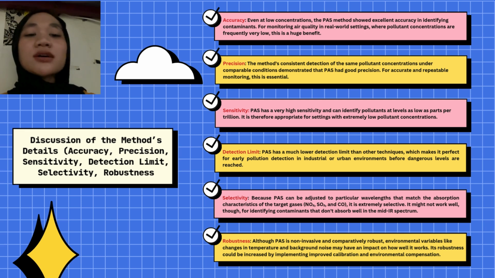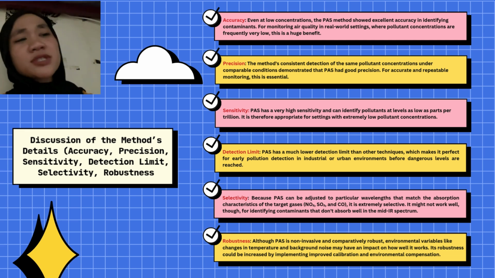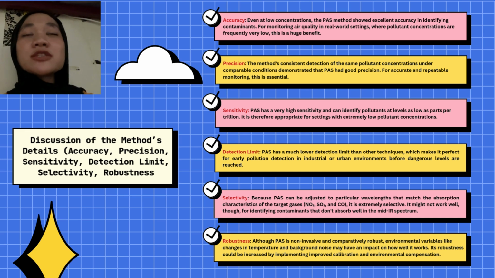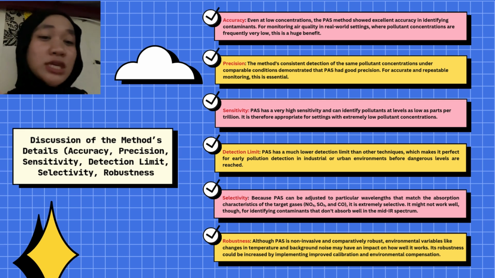The sensitivity: PAS is highly sensitive, capable of detecting pollutants at very low levels, down to the parts per trillion, which is PPT. This allows early detection of pollutants before they become very harmful. The detection limit of PAS is very low, meaning it can find pollutants before they reach dangerous levels. This is particularly useful for early intervention in areas like factories or cities.